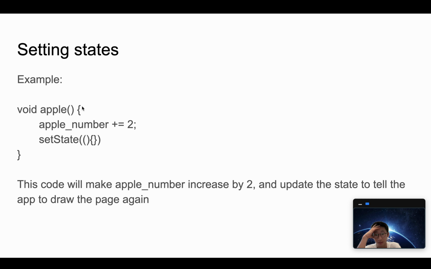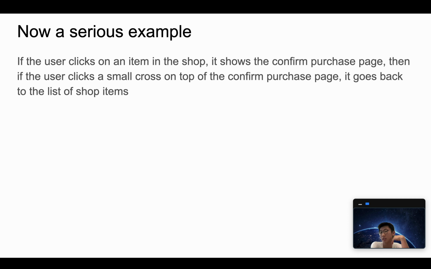For example, let's say you are drawing the number of apples on screen, and you have 8 apples, and then you say void eat apple. So apple's number will plus 2, and you set state. So it will go from 8 apples on screen to 10 apples. Okay, just an example.